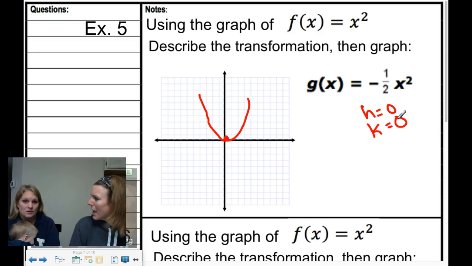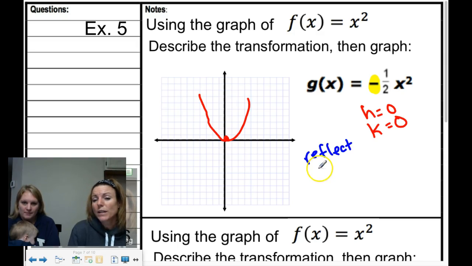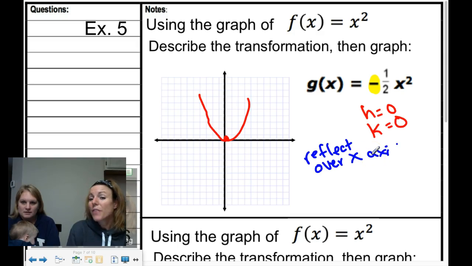So guess what the only thing happening is? The only thing is this negative sign, which flips it over the x-axis. So that's what we want to write. We just say reflect over x-axis. And I need to see these words: reflect over or flip over, whatever. Reflect over x-axis. That's what the negative is.